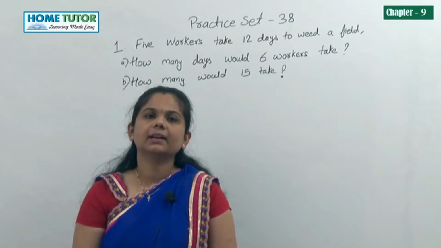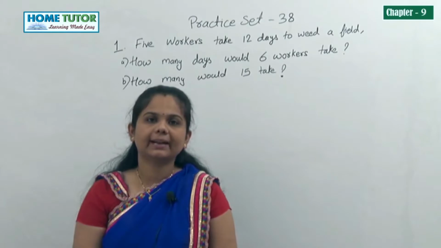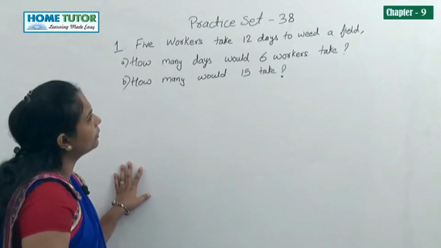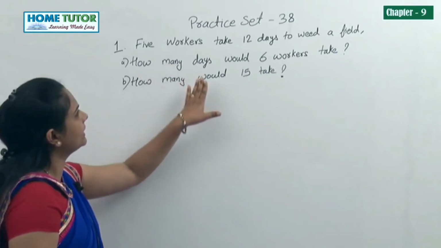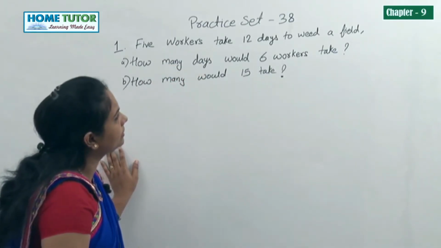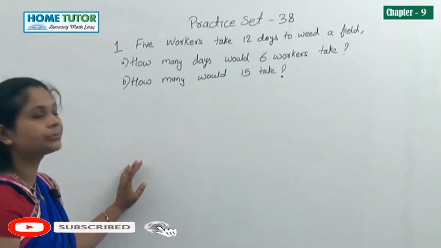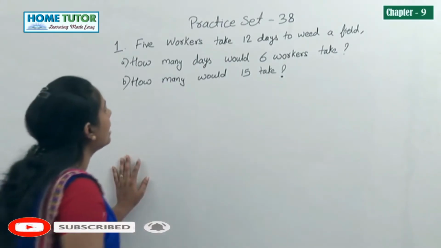Now let's start with our next practice set, that is practice set number 38. In that we will see the first question, that is 5 workers take 12 days to weed a field. How many days would 6 workers take? Second, how many would 15 take? Means 15 workers take.